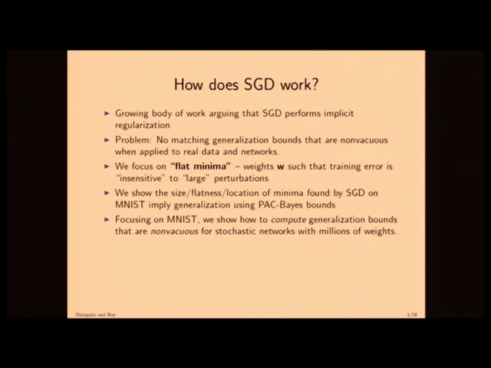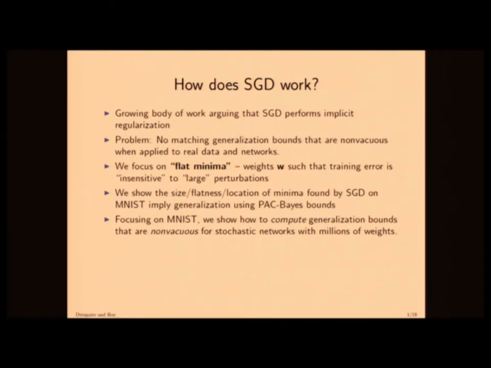Basically, there's this growing body of work arguing that SGD performs some sort of implicit regularization. From my perspective as a newcomer, the problem I saw with this story was that there are no matching generalization bounds that are non-vacuous in the regime of real data and realistic networks. So we went off and evaluated some of the bounds that are out there, bounds in papers from 2015, and bounds from papers on deep learning, so you might expect them to be non-vacuous, but they were far from non-vacuous. That intrigued us. I was new to the area.